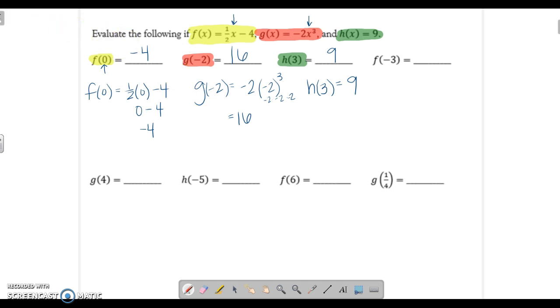So take a second, see if you can figure out f of -3, g of 4, h of -5, f of 6, and g of 1/4.